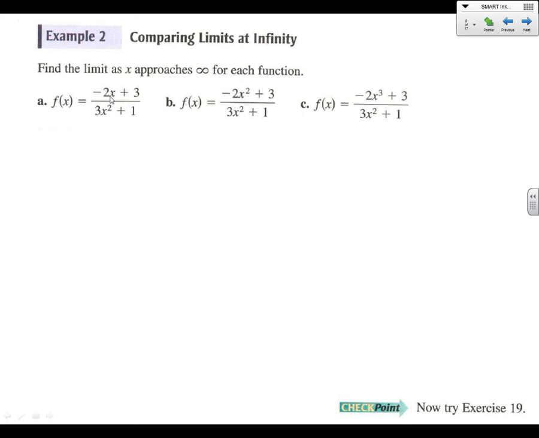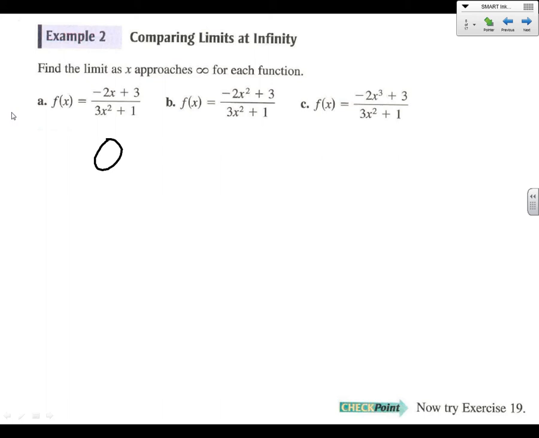X is getting really big. If we have these, and the 3 and the 1 don't matter anymore, x versus x squared, what's getting bigger faster? The denominator is getting bigger faster. And we found from the last ones that if the denominator is getting bigger faster, we're going to have 0.